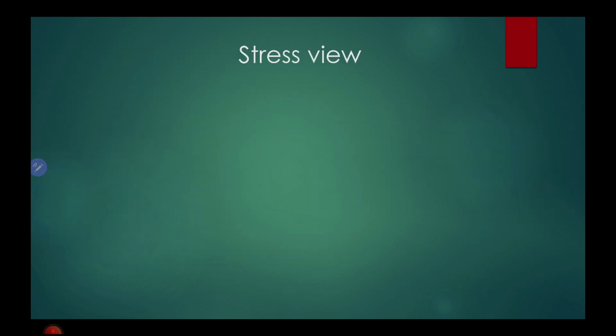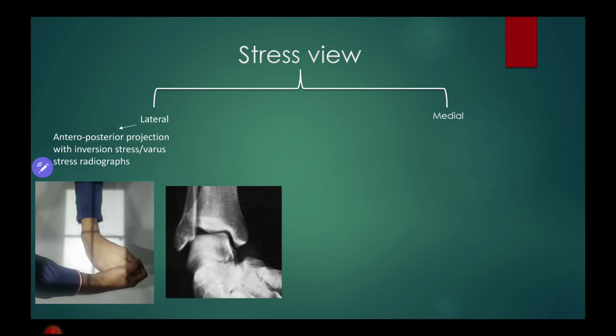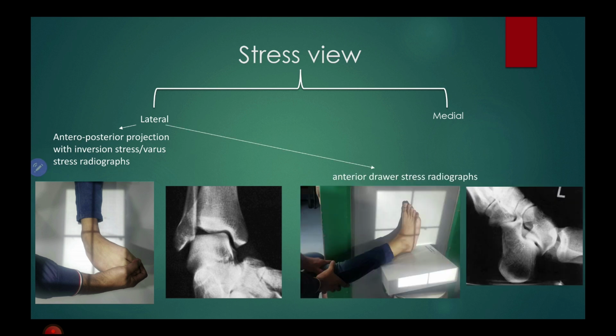Now let's move to the stress radiograph. Again, as I have already pointed out, we will discuss the stress radiograph in two parts. First is the lateral and second is the medial stress radiograph. In lateral stress radiograph, we have anteroposterior projection with inversion stress. As we can see, the patient is provided mechanical stress in the inversion direction, also known as varus stress radiograph. And second is the anterior drawer stress radiograph, in which we provide pressure over the leg, and then we take a lateral radiograph.